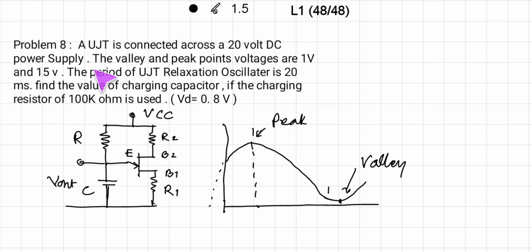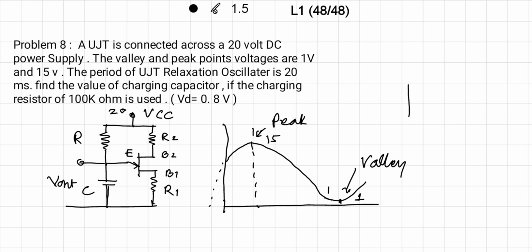So let us consider another problem of UJT. The UJT is connected across a 20 volt DC voltage. So the power supply voltage given is 20 volt. The valley and peak points are, valley point is 1 volt, that we already saw in the characteristics of UJT, and peak point is 15 volt. The period of the UJT relaxation oscillator is 20 millisecond.